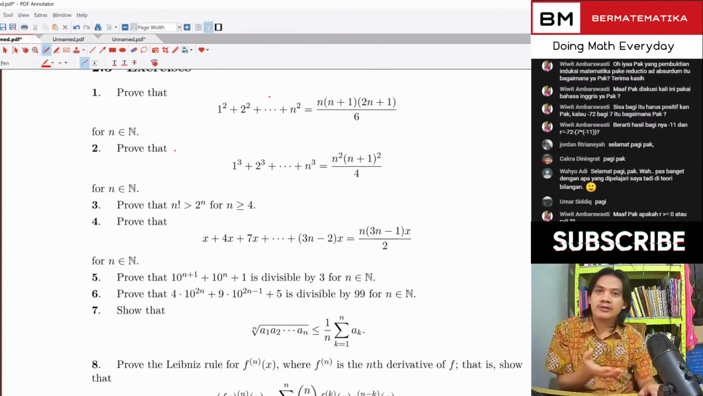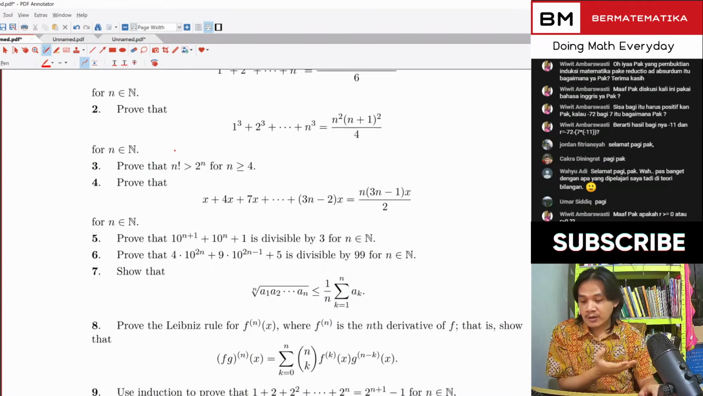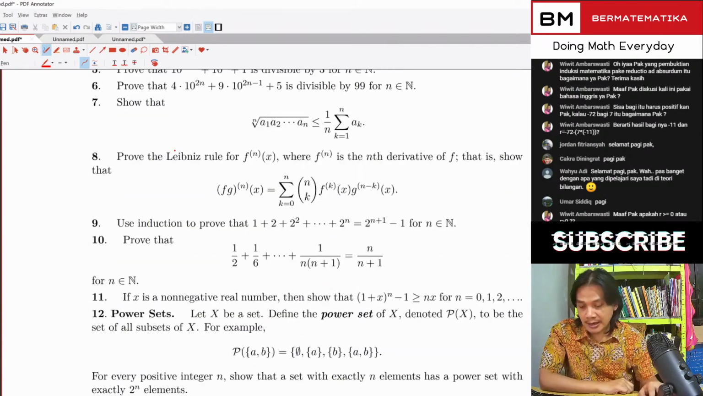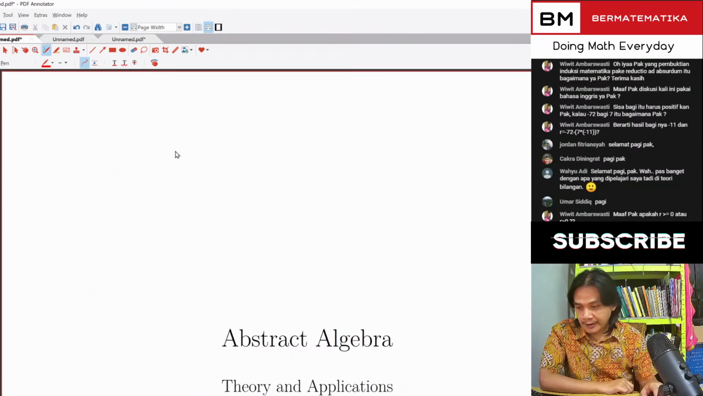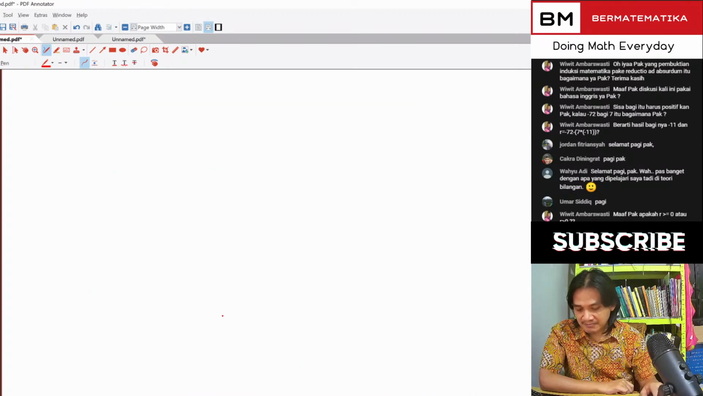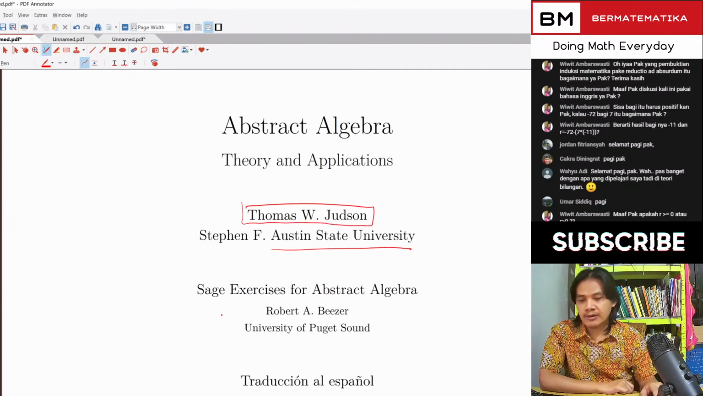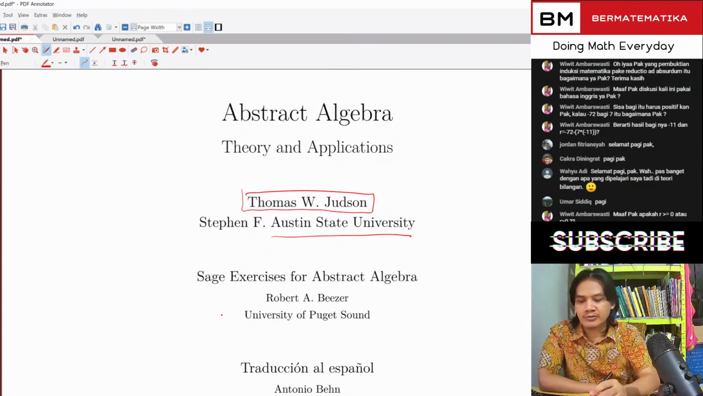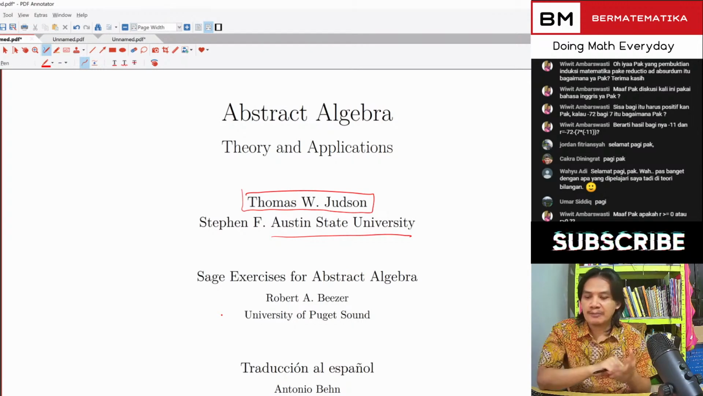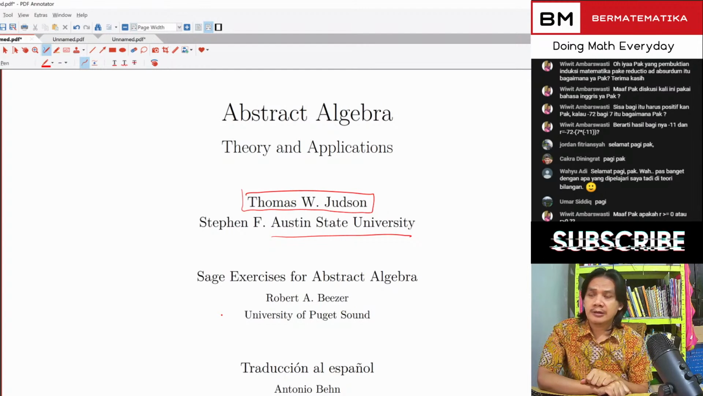For those of you who are just joining this lecture, you can check out that I used a book that is freely available. The title is Abstract Algebra by Thomas W. Judson from Austin State University. So if you want to tag along, please obtain a copy of this book. I think you can search by the title and by the author.